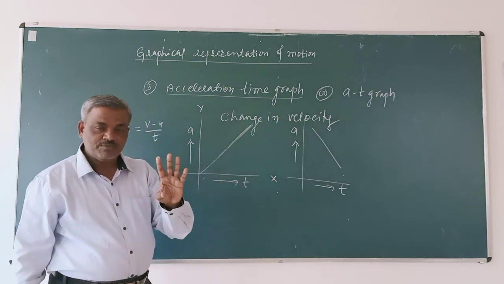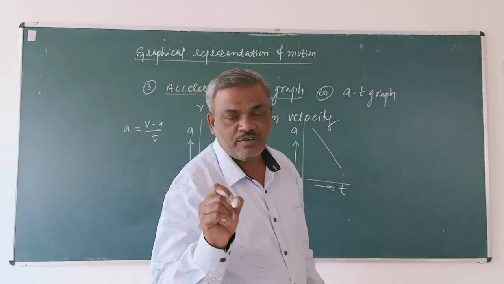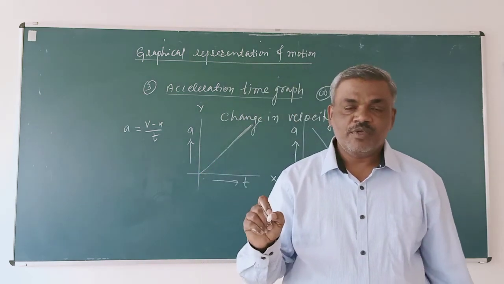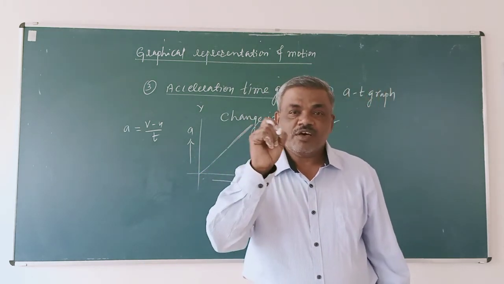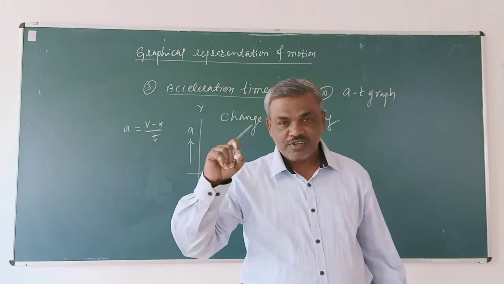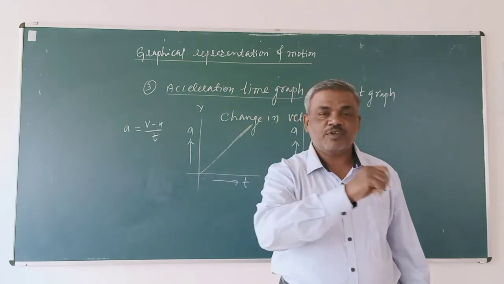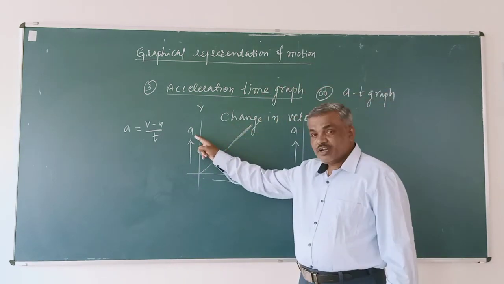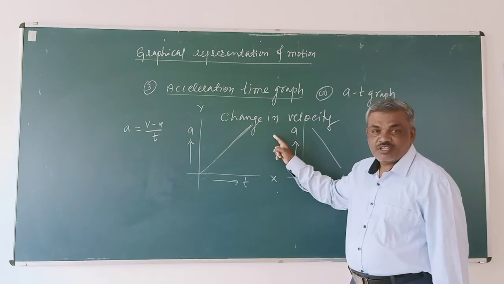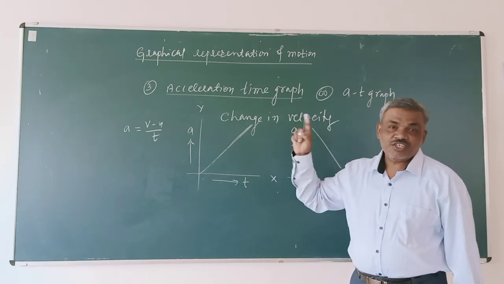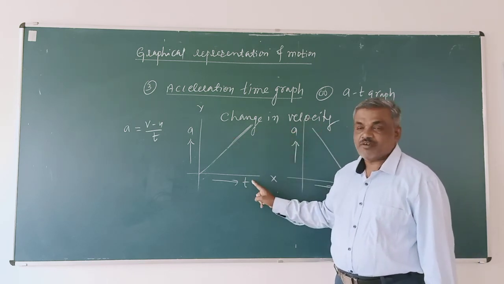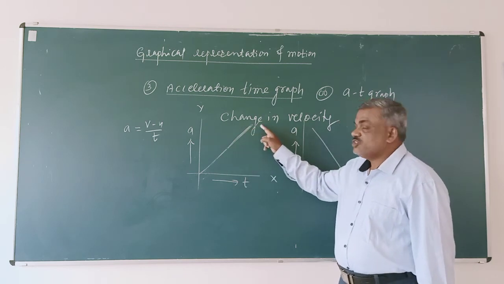So now three graphs are there. What does the slope represent in the position time graph? The velocity of the body. In the velocity time graph, the acceleration of the body. Now here, in the acceleration time graph, the change in velocity. The slope of the acceleration time graph gives the change in velocity.